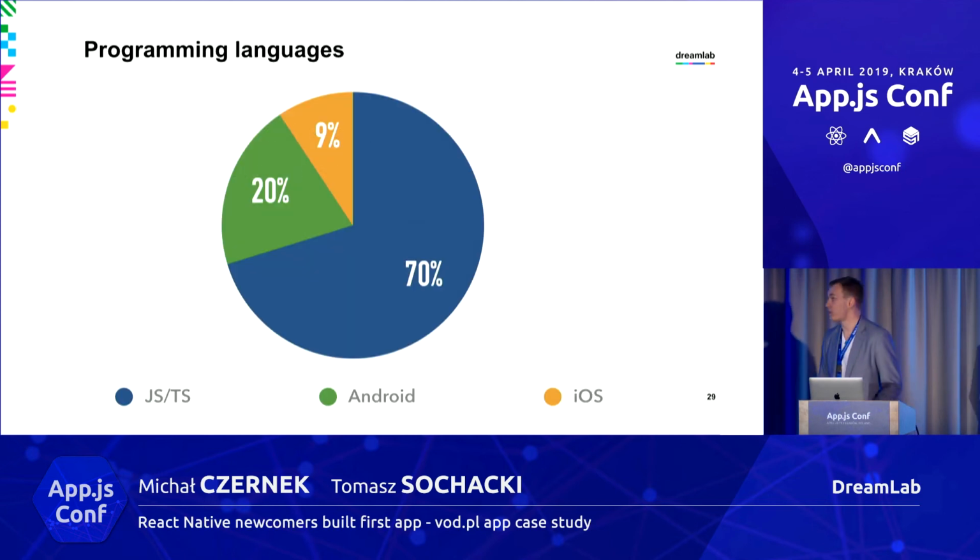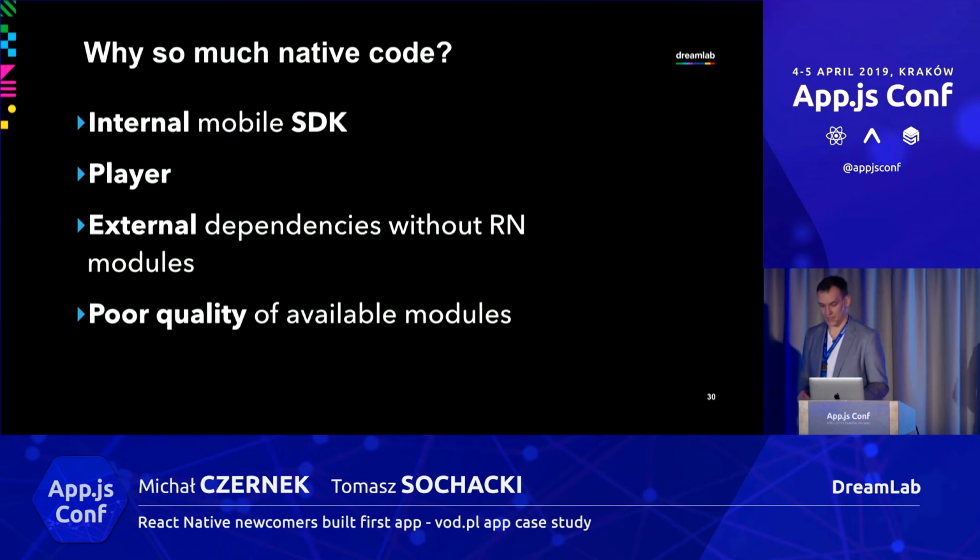So this is the chart which shows how much code is written in each language specific for platform. It's either Java on Android and Swift and Objective-C on iOS, or mostly TypeScript. It seems that two main takeaways from this chart are that most of the code is written in TypeScript, but still there is a quite not so small chunk of code written in native code. And why is that in our case?